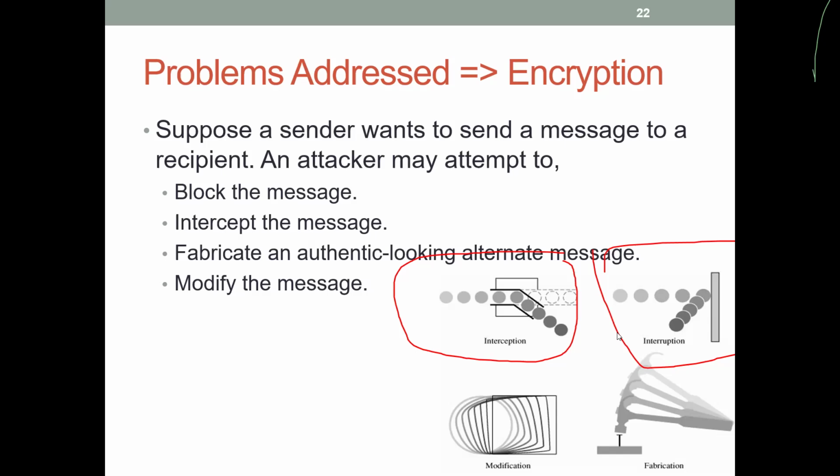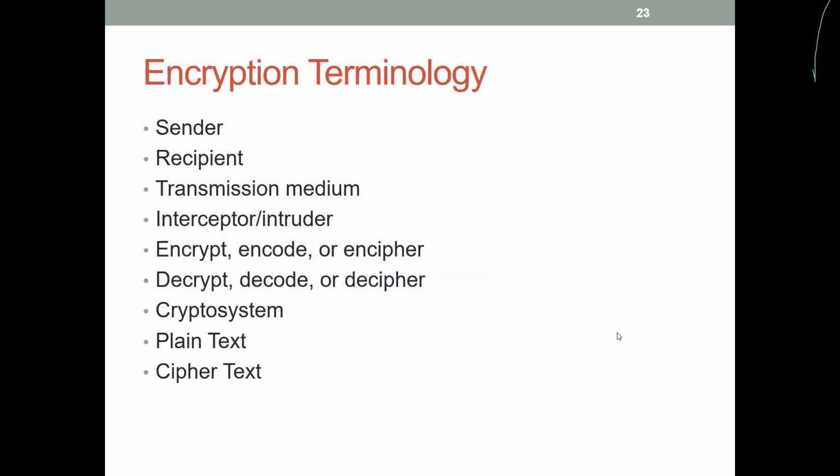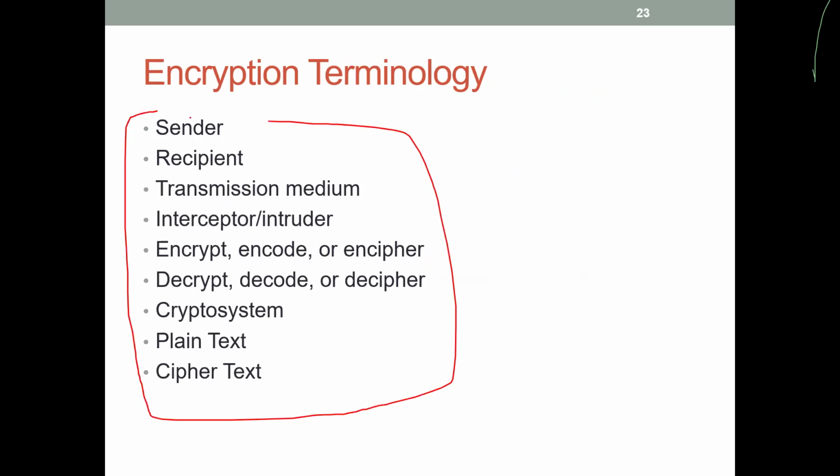To avoid those types of issues, they introduced encryption, cryptography, to overcome the challenges of blocked messages, interception, fabrication or modification of messages. I think you are familiar with these terms. The person who sent the message is the sender, the person who received it is the receiver. The transmission medium is whatever medium we use to pass the message, such as the internet.